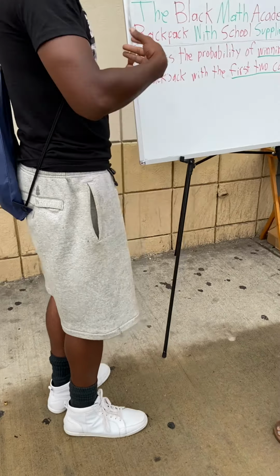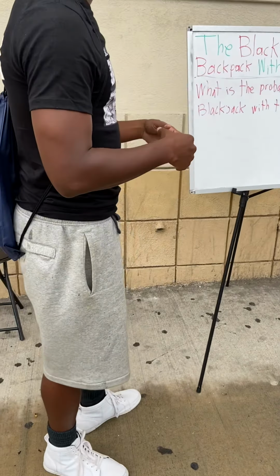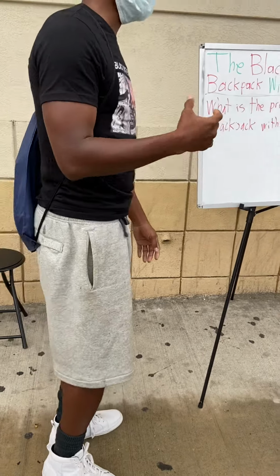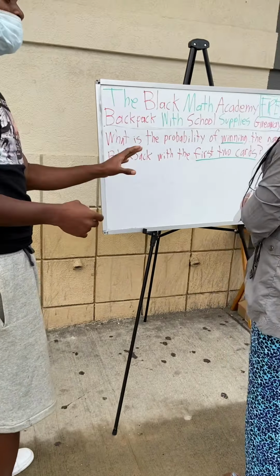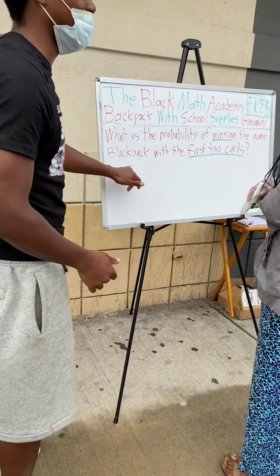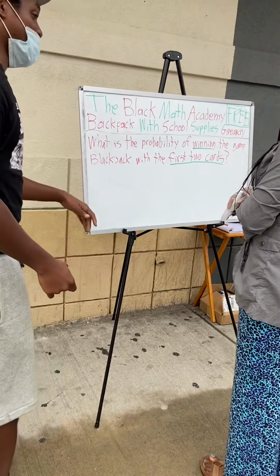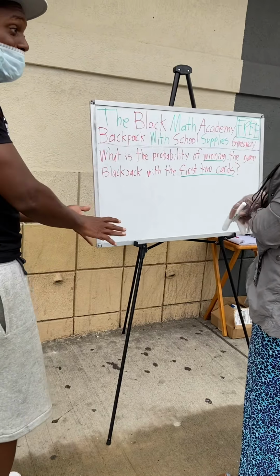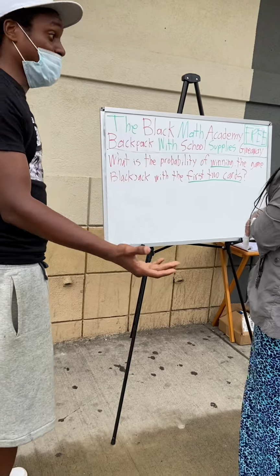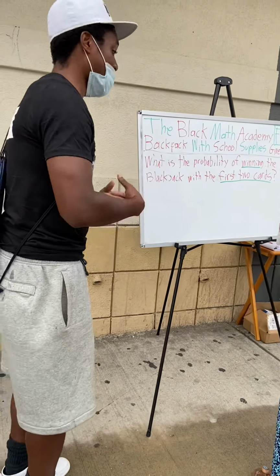11 on the first hand. And then the second card would be a 10, so 11 plus 10 would be 21, and that's how you win. So the first card either has to be a 10 or a face card, and the second card has to be an ace, or the other way around. So we have to find that probability.